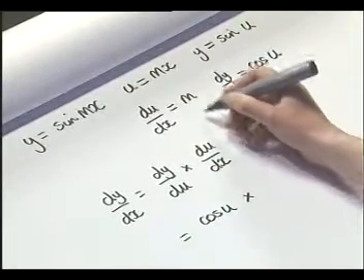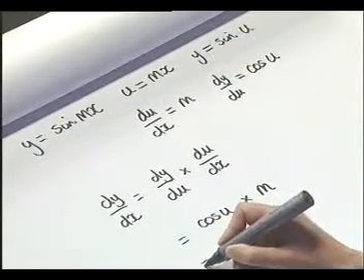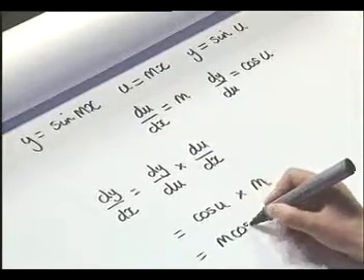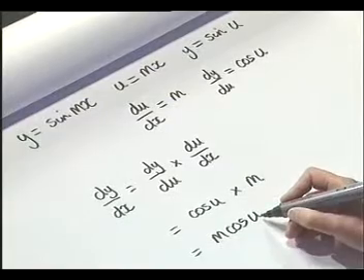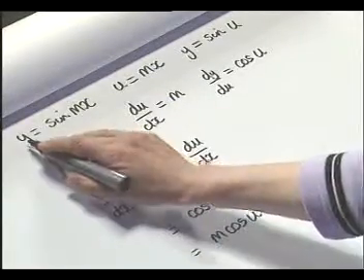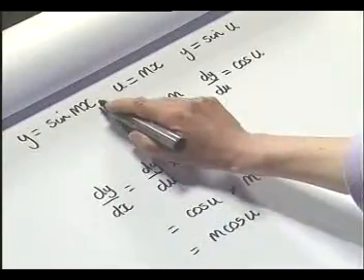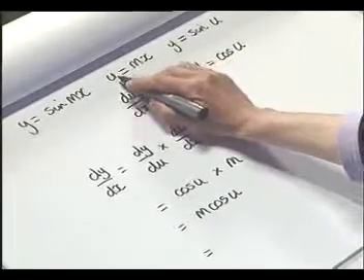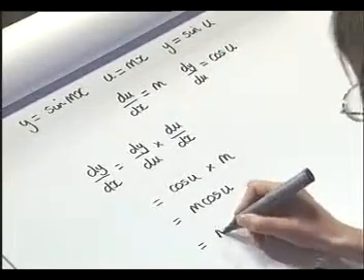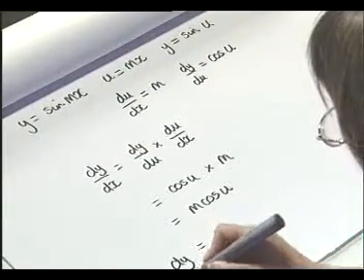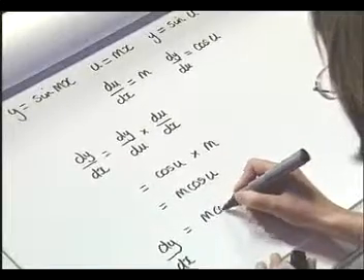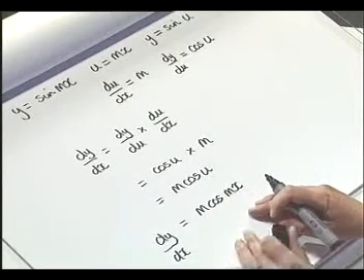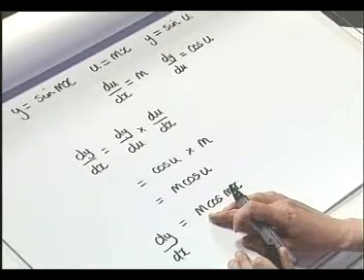Let's now substitute then. dy by du is equal to cos u, multiplied by du by dx, which equals m. Now we usually write the constant first, so it'll be m times the cos of u, but we introduced the u, and we want dy in terms of x, dy by dx. So what we need to do is to substitute back, and instead of writing u, we want to write mx. So we have our dy by dx equals m times the cos of mx. So in effect, what's happened when we found the derivative is we've multiplied by m.